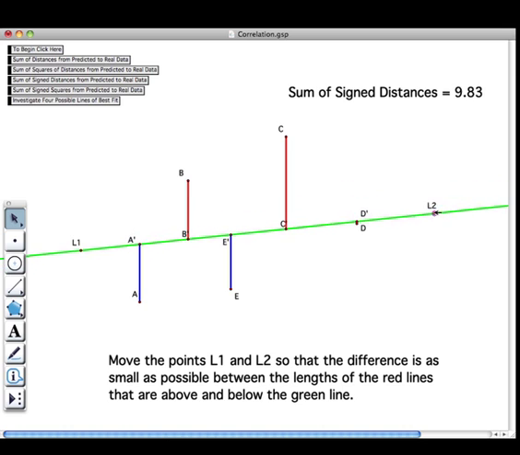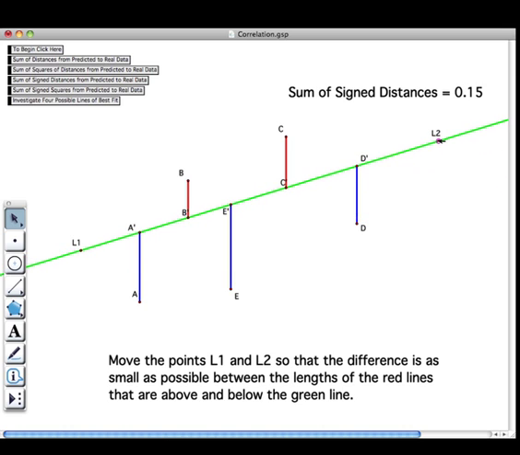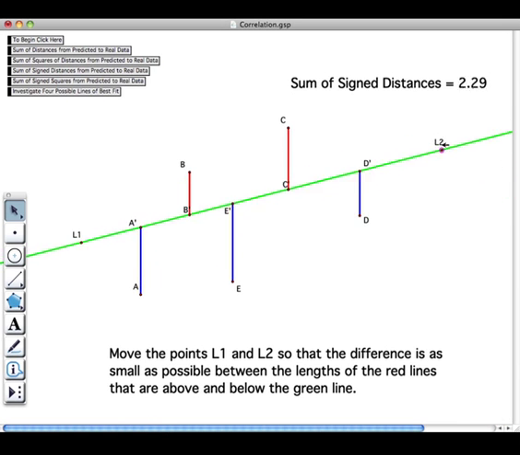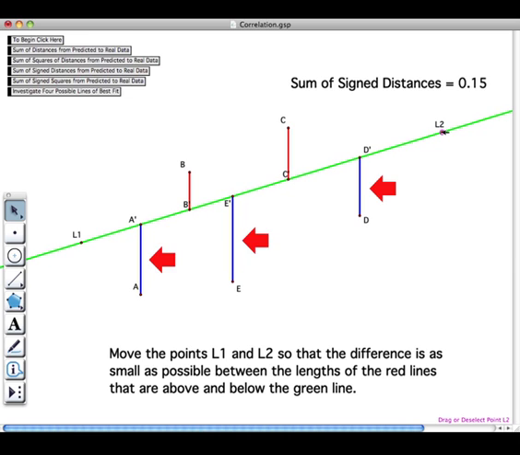In the third case, the line of best fit might be defined to minimize the difference between sums above and below the line. In other words, this definition finds the sum of the red lines. Then, it finds the sum of the blue lines. And then, it minimizes the difference between these two sums.